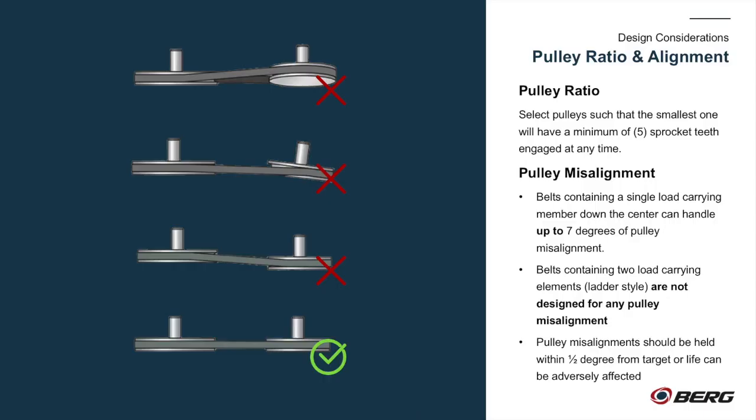Speaking of sprocket engagement, our recommendation is that the minimum engagement with the belt is 5 teeth at any time. This ensures that there is adequate distribution of the force over the teeth to prevent exceeding the strength capacity of the sprocket.